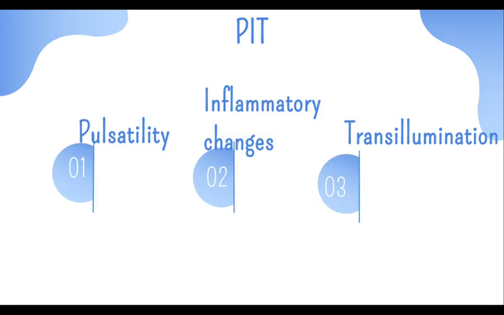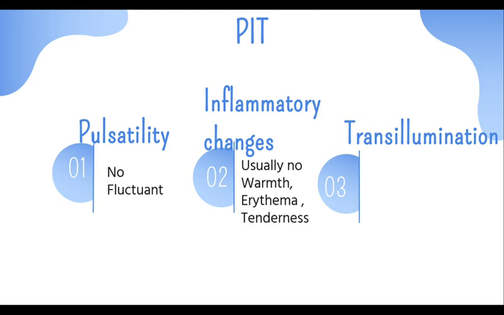Our third part is the PEAT, pulsatility. The ganglions are not pulsatile, but they are fluctuant. Sometimes it may be difficult to elicit due to its small size. There are usually no inflammatory changes like warmth, erythema or tenderness. And they are brilliantly transilluminant because the ganglion has a clear fluid in it.